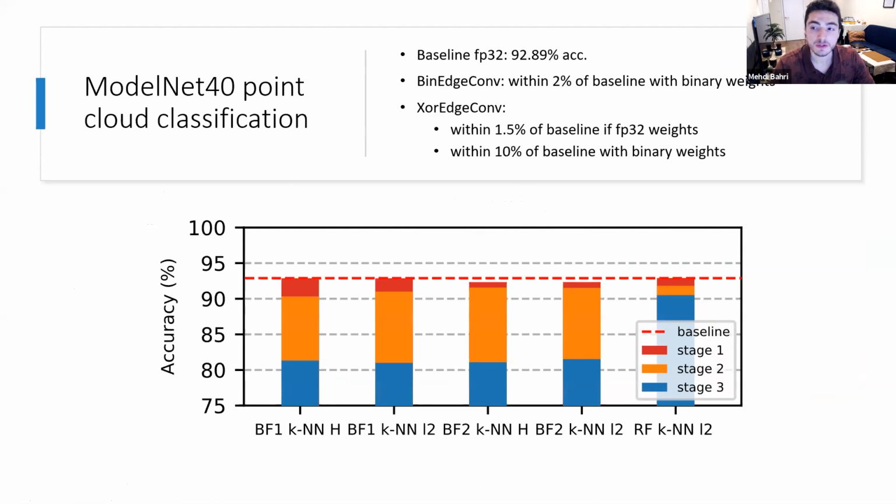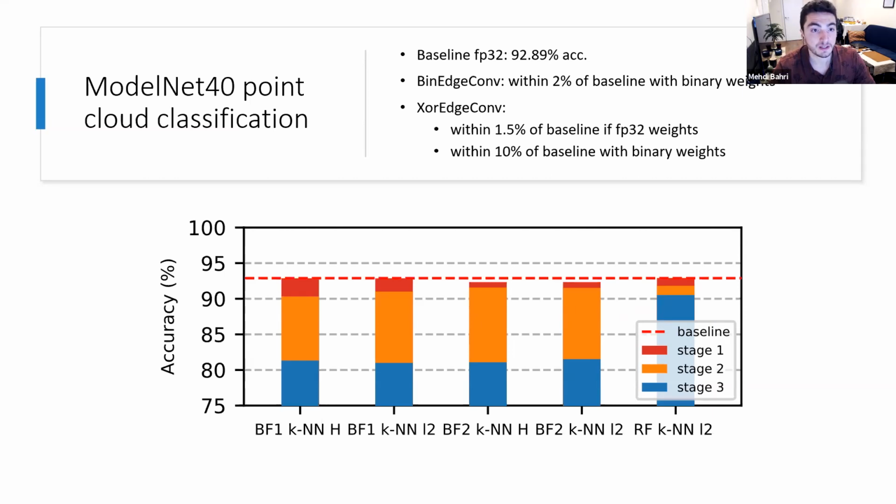So in terms of performance, the baseline floating point model for GNN achieves about 92 to 93% accuracy on ModelNet40 point cloud classification. The model that uses the Bin-Edge-Conv operator, which keeps the node features real valued, is within 2% of the baseline with binary weights. So we have a very, very close performance to the baseline with a binary model in this case. For the model that produces binary node features, so the XOR-Edge-Conv operator, we are within 1.5% of the baseline when using floating point weights. And we are within 10% of the baseline in terms of accuracy when using binary weights.